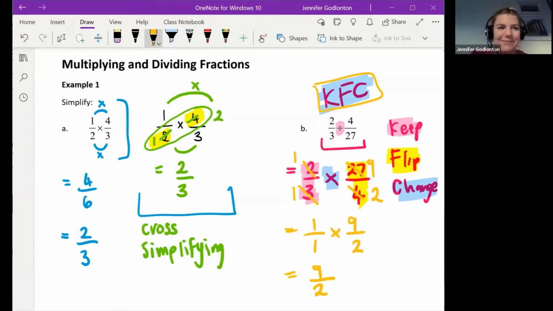Okay. And Pumi, can I help? Hi, ma'am. Cool. I just wanted to ask about keep. Do we always have to keep it 2 over 3 on that side? Your first fraction always stays the same. Never ever change the first fraction. Oh, okay. Thank you, ma'am. Sure, no problem.